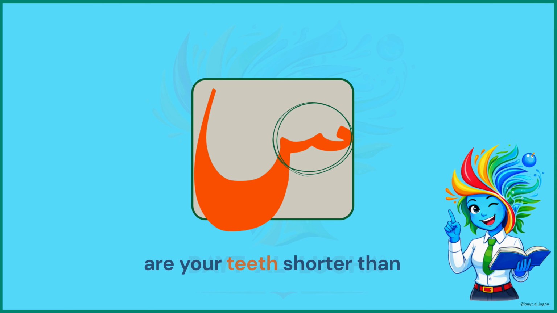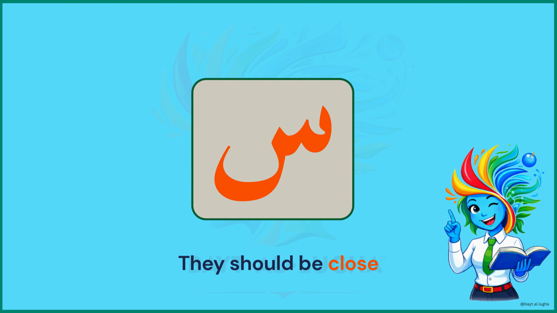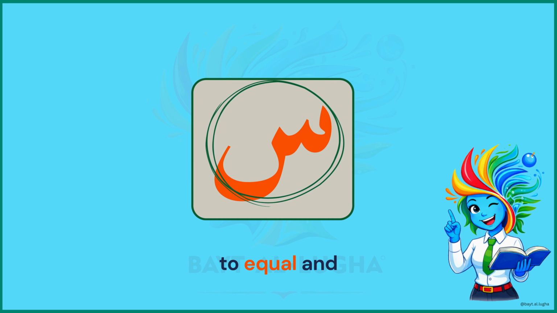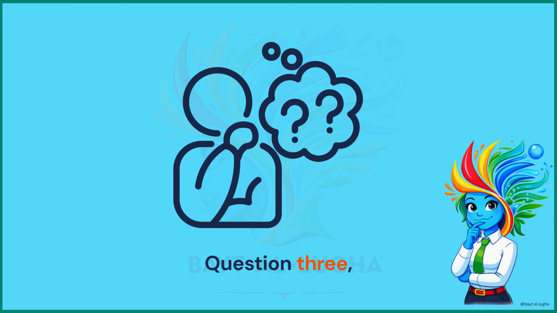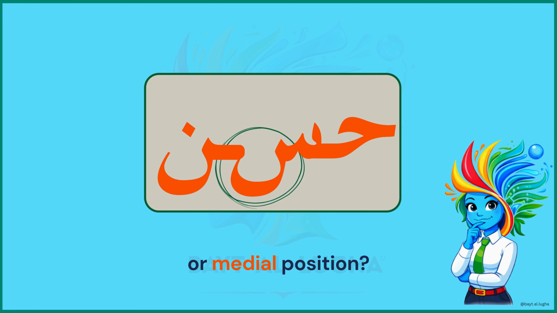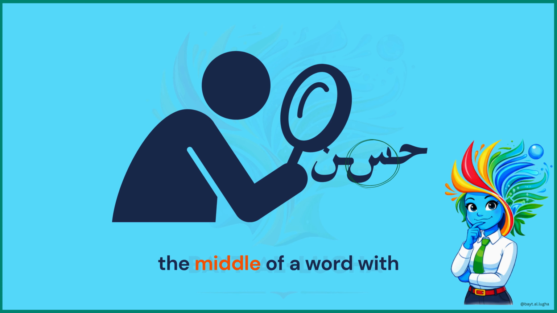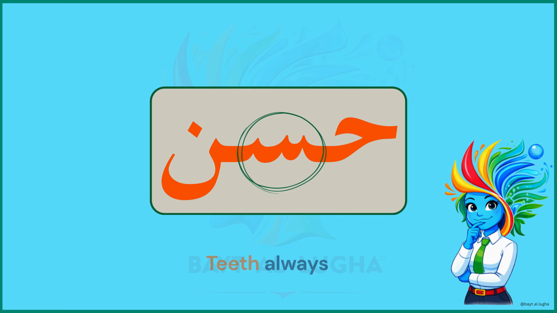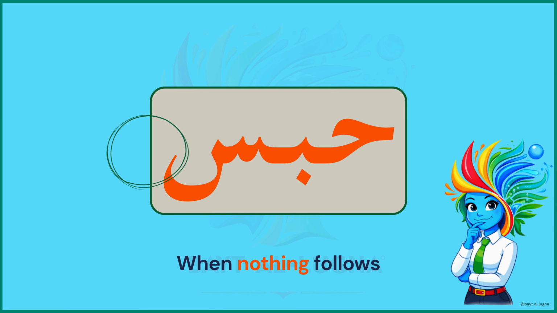Question 2. Are your teeth shorter than your bowl is deep? They should be close to equal, and if anything, the teeth should be the more modest of the two. Question 3. Did any ball survive into an initial or medial position? Search for a sheen in the middle of a word with a curve hanging off it. Cross it out. Teeth always. Ball only when nothing follows.